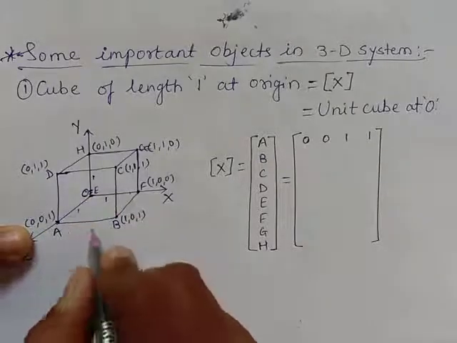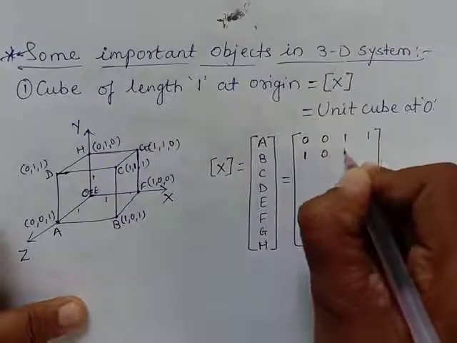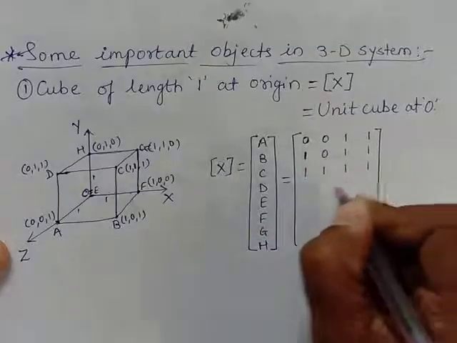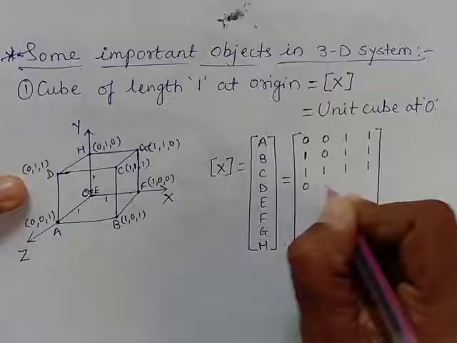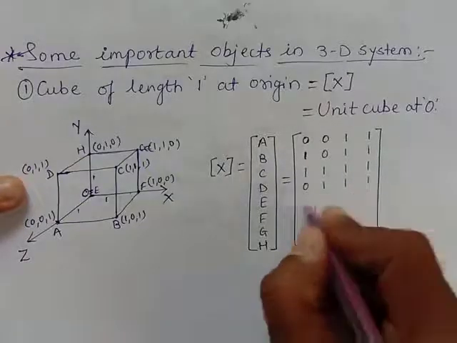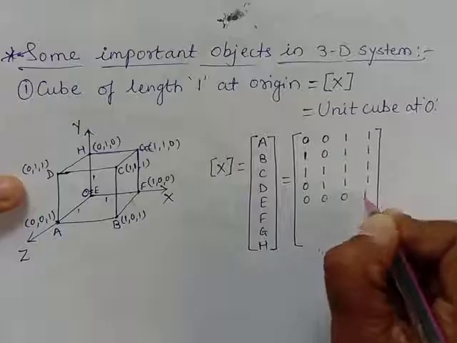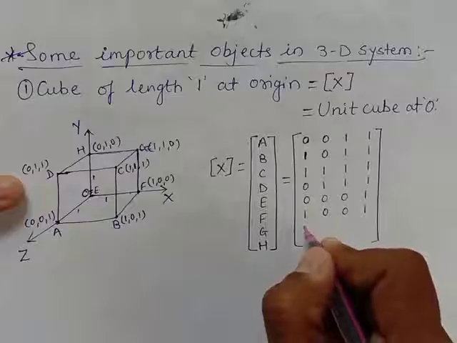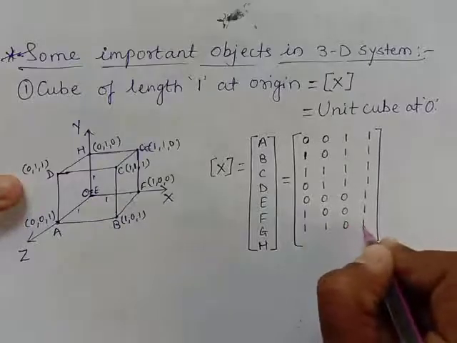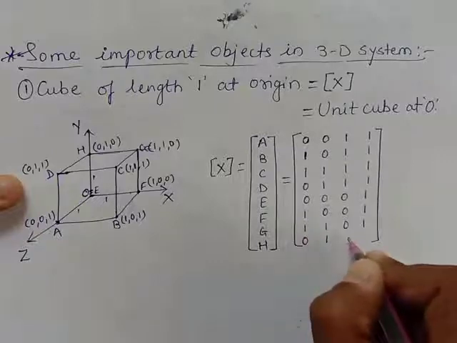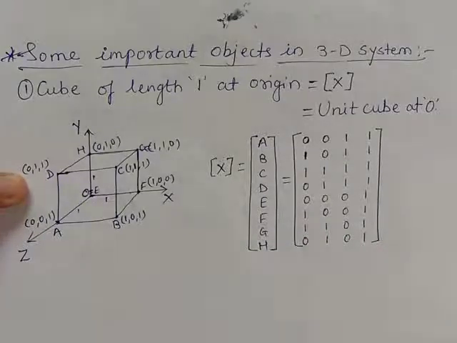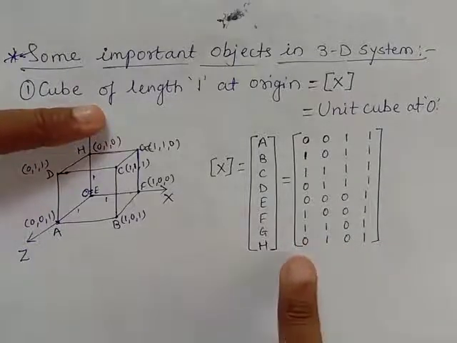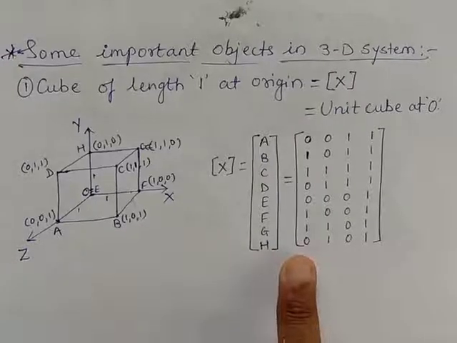Now B, so it is 1, 0, 1, 1. C is 1, 1, 1, 1. D is 0, 1, 1, 1. E is nothing but origin. F is 1, 0, 0, 1. G is 1, 1, 0, 1 and H is 0, 1, 0, 1. As such we can write the matrix for cube of length 1 at origin. This is one of the important objects in three-dimensional system.